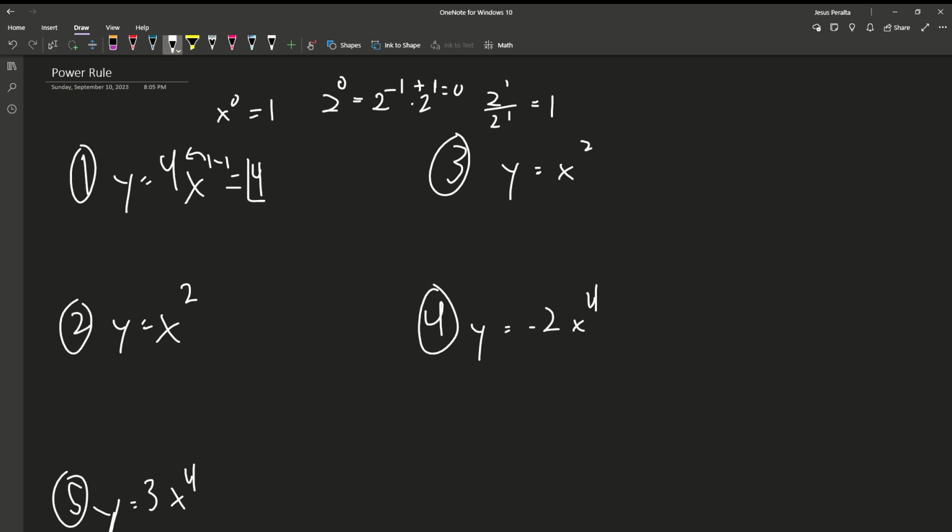So then our answer here for number 1 would be just 4. But remember, you want to write y prime is equal to 4. Right here, we have a 1 in the front. Just imagine it. You never write it, because why would you write 1? You multiply that to the front, and that's going to get you 2, and you subtract 1 from the top, and it's going to get you x to the power of 1. Or y prime is equal to 2x.